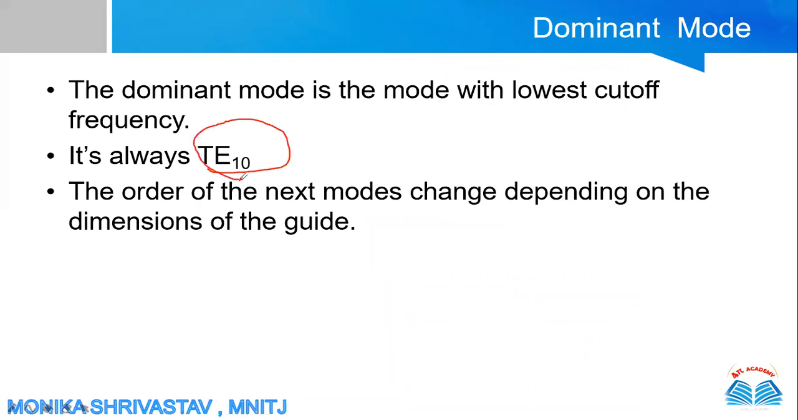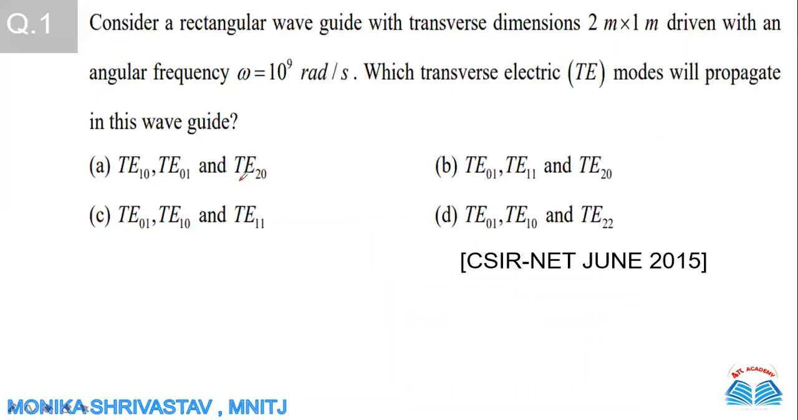Many times this question has been asked in exams, like in BHU's paper, NSC entrance, Rajasthan University, Central Universities, IIT JAM, JAS, and BARC. Many times this question has been asked: what is the dominant mode for transverse electric for any rectangular waveguide? So it is always TE10. Let's do some questions so that you can get more information about these rectangular waveguides.